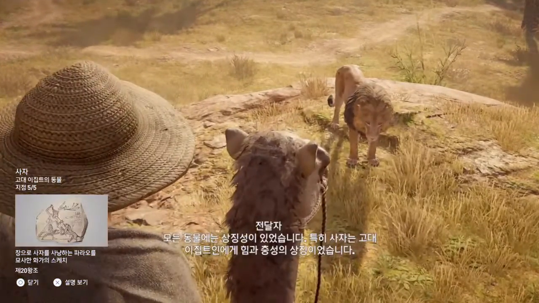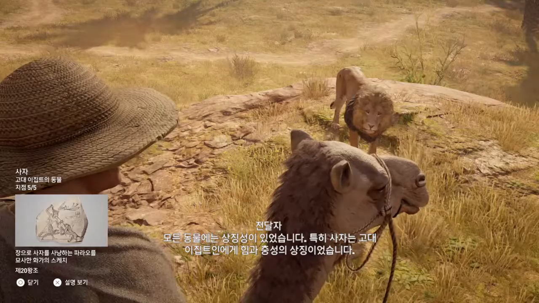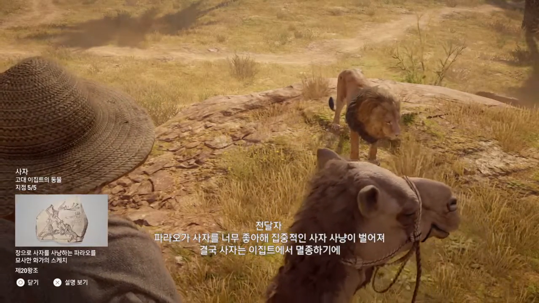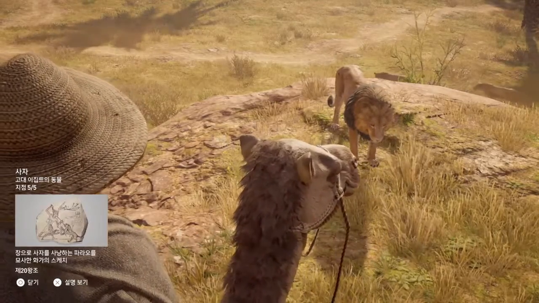While all animals had sacred meanings, lions in particular represented power and royalty to ancient Egyptians. They were so prized by pharaohs that they were hunted to extinction within Egypt.